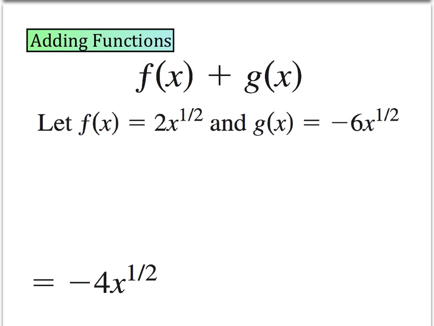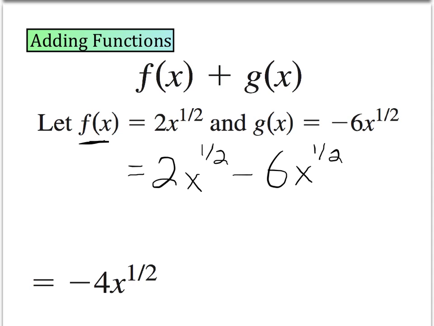So for example, if I'm adding two functions and I'm saying that f of x is 2x to the 1/2 and g of x is negative 6x to the 1/2, all we do is we add those two together. Now we can add these two together because they both have the same base and their exponents are identical. So the answer for this one would just be negative 4x to the 1/2.